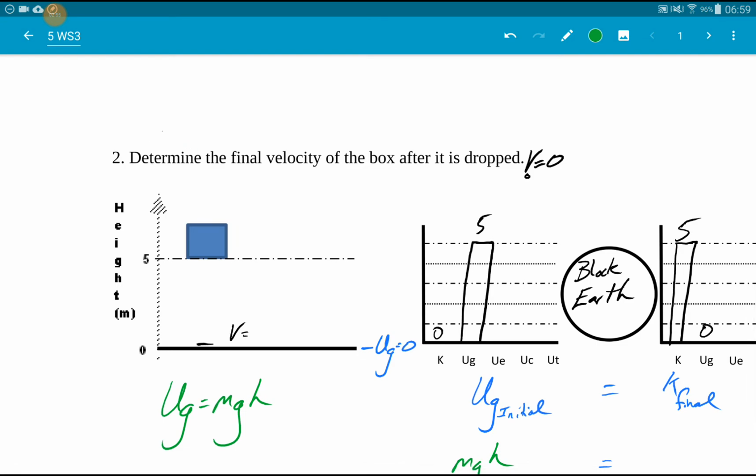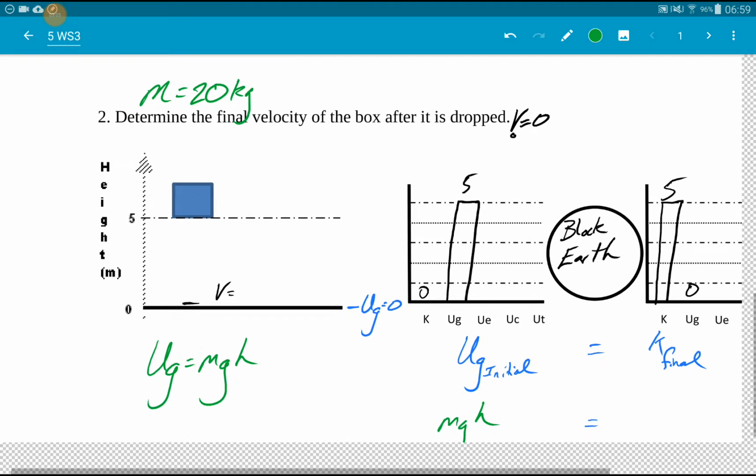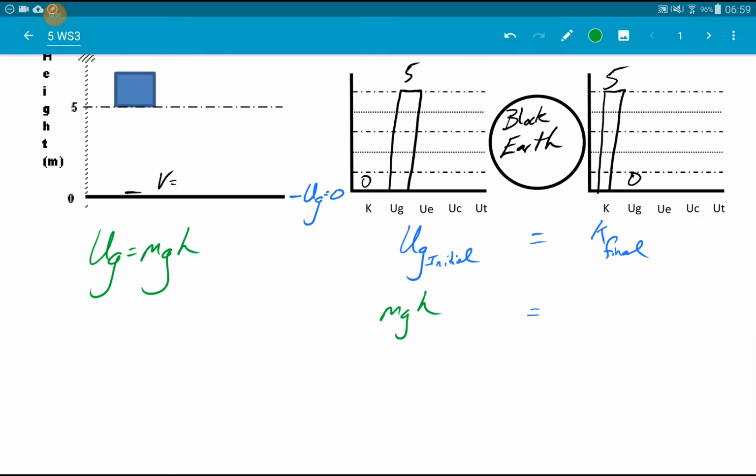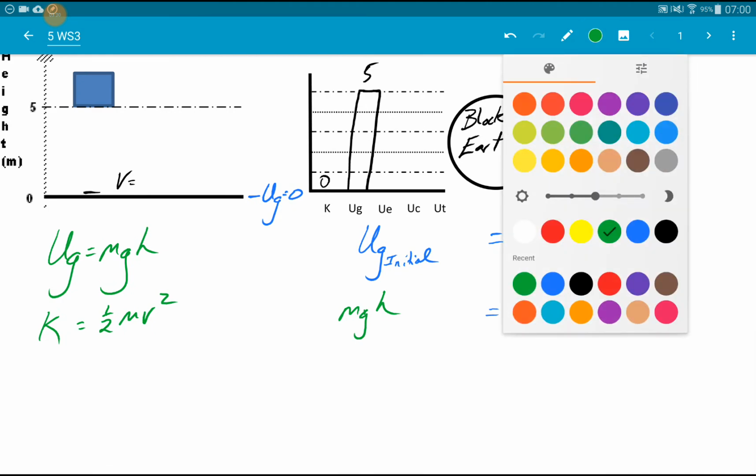Okay, let's write in the mass of the block, and you can make it up as anything that you want. I'm going to make it 20 kilograms. We know the gravitational field constant is 9.8, and the h was 5 meters. We know that that's going to be equal to the kinetic energy at the end. What is kinetic energy? Well, we found out from before that it is 1/2 mv squared. So I put that in. Oh, now check this out. Maybe I didn't make a mistake earlier.